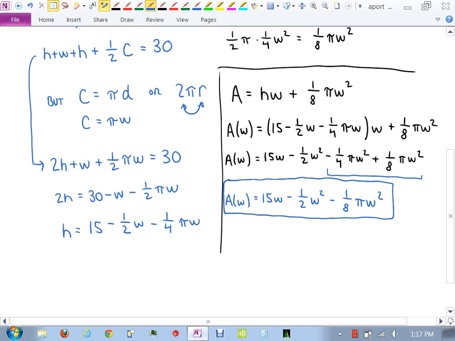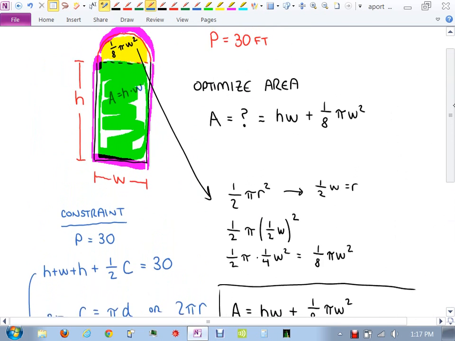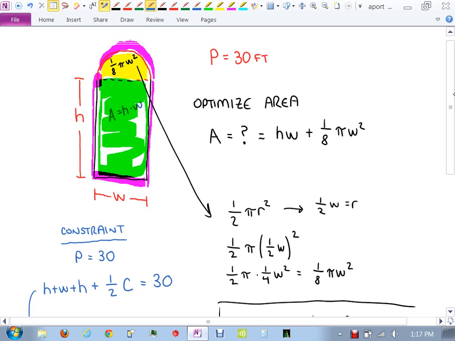So what do I need to consider now? What do I need to look at? What now? Domain. So what's my domain? Is there a restriction on which variable am I looking at? When I talk about domain, what variable am I looking at here? W, because that's the variable in the function, right? So is there a restriction on W? I'm going to go back up and take a look at my picture. What is the widest W can be?